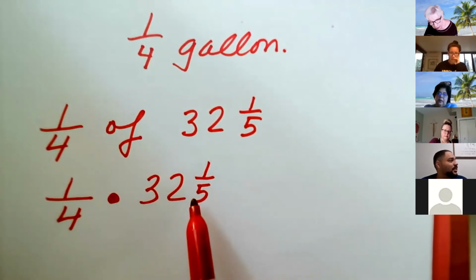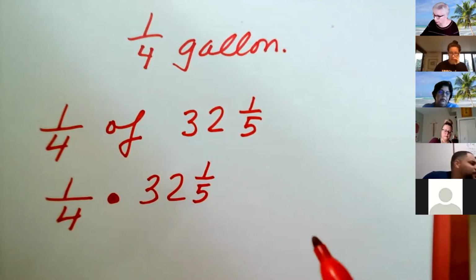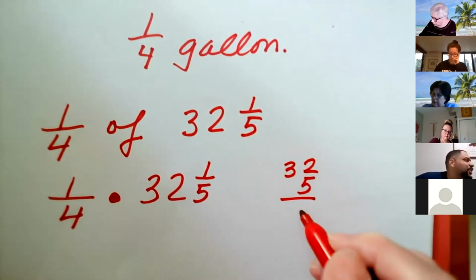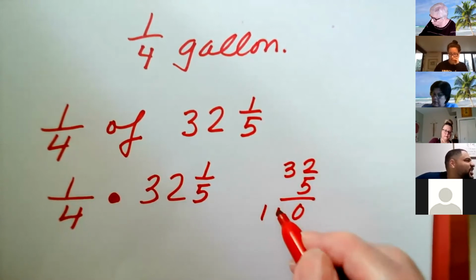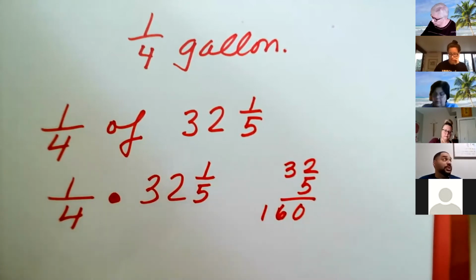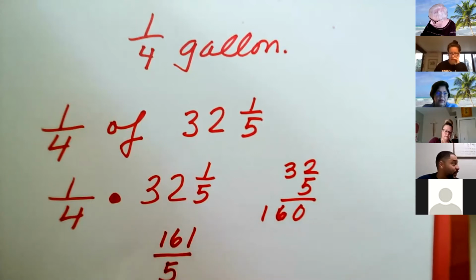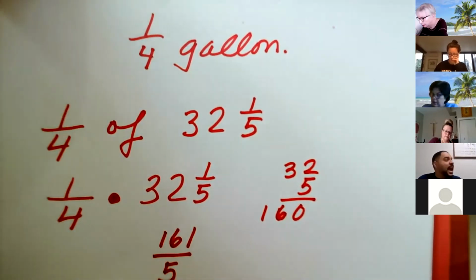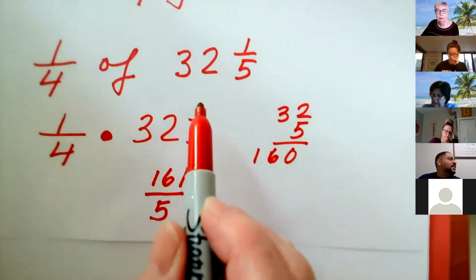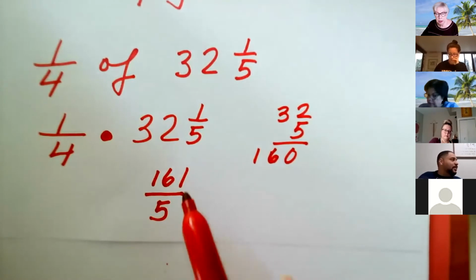This is not. I need to make this an improper fraction. So I have to go 32 times 5. This is 10, carry a 1. This is 160, plus the 1 is 161 over 5. Okay? Is that okay? So 5 times 32 plus 1. So it's 160 plus 1 is 161.